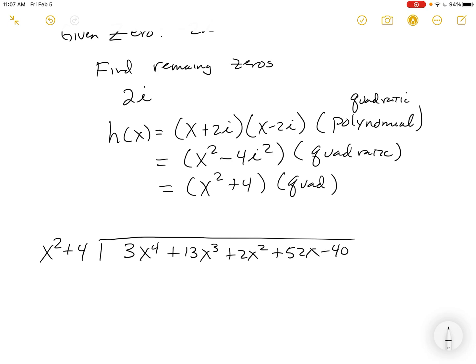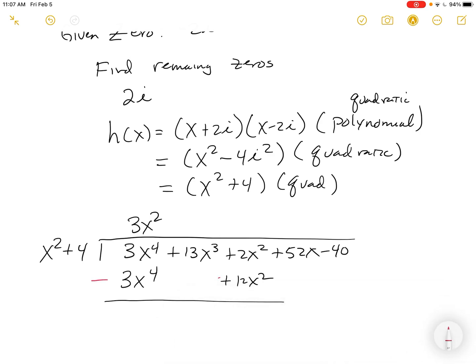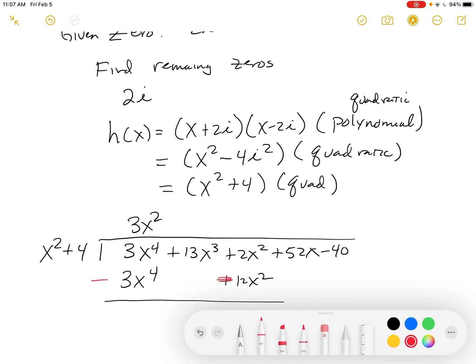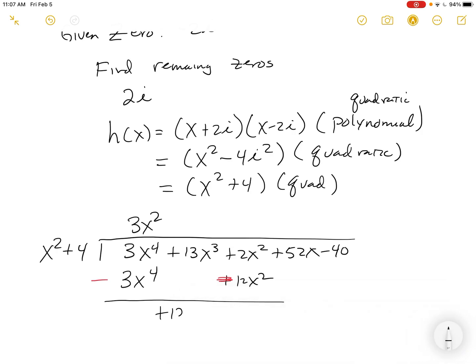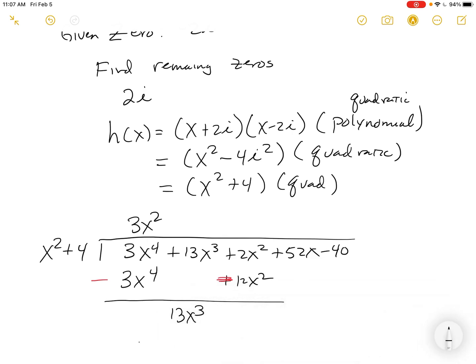Just double checking that it didn't mess up any signs. So 3x squared would be our first guy. We would get 3x to the 4th plus 12x squared. And we would do the subtraction. So we come in here, and I'll do it in red, subtract, subtract. And what do we get out of this? We get a 13x to the 3rd positive. Guess I didn't need to write the plus in there. We get a 13x to the third, and we get a minus 10x squared plus 52x. I'll bring that one down as well.